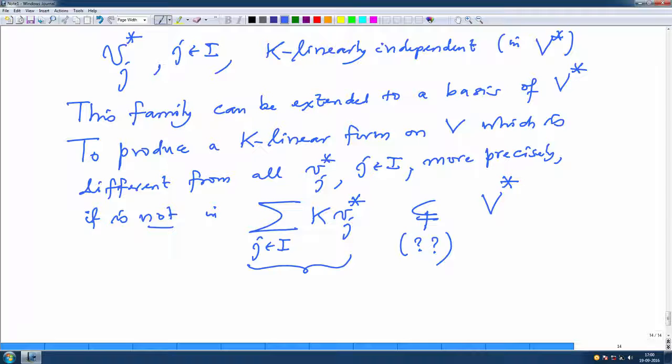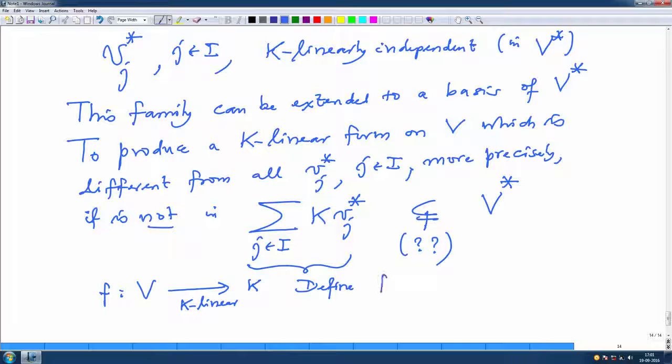Okay, so our problem is simple. We want to produce a linear form F from V to K, a K-linear form, which is not here. To define F, I just have to give what its values are on an arbitrary element.